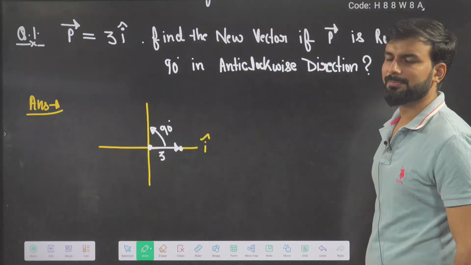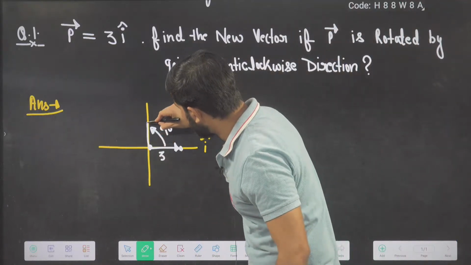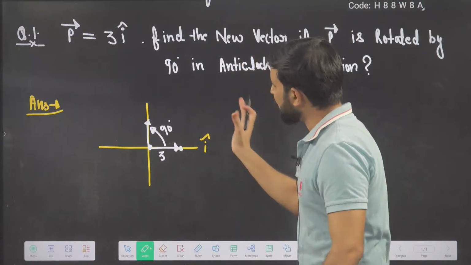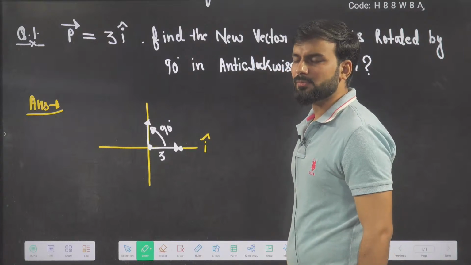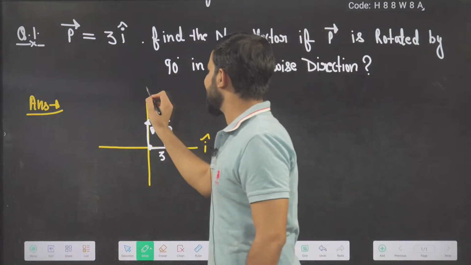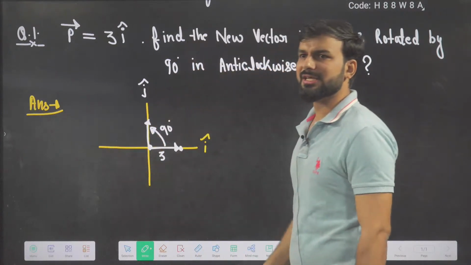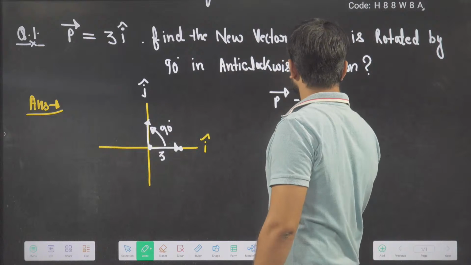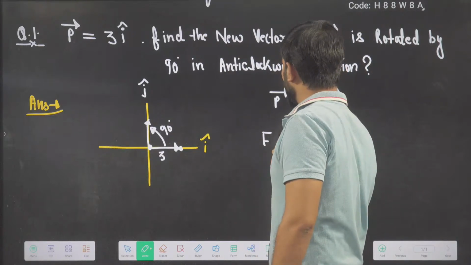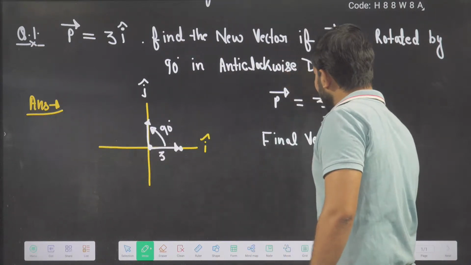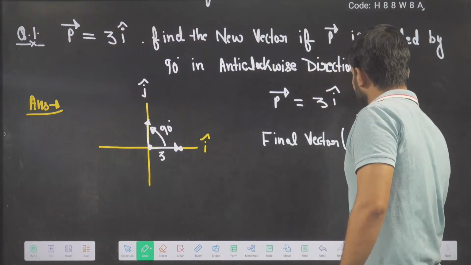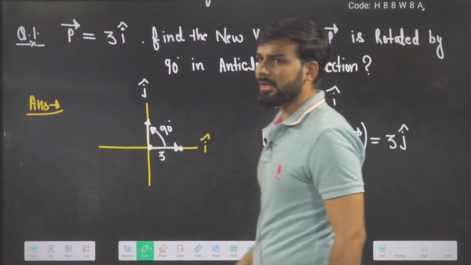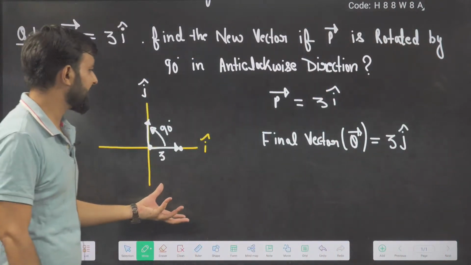So if you have rotated by 90 degrees, where has the new vector reached? Here. Is there any change in the magnitude? Did you change the length? No. You have just rotated it. So the magnitude remains the same. Only what has changed? The direction, beta. What is this direction? J cap. So what will the final vector be? The initial vector I was having was 3 I cap. Let's say the final vector after rotation I am calling Q vector. What will it be? It will be 3 J cap.